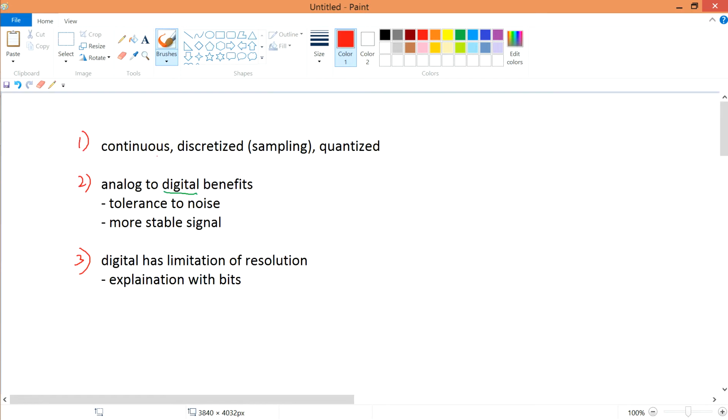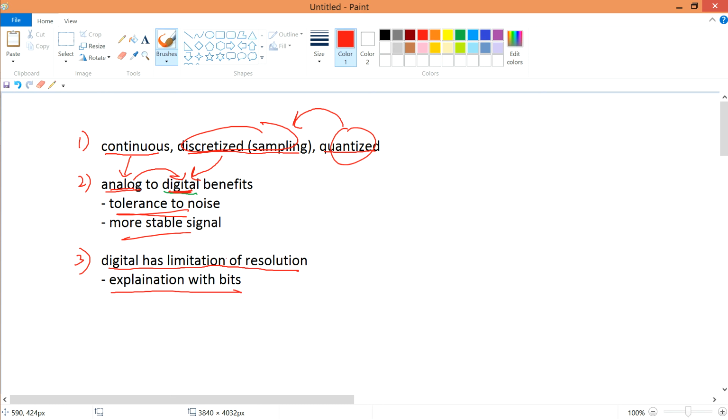To summarize, the continuous signal is simply analog, while discretized, sampled and quantized signals are simply digital. We explained the reason why we want to convert analog to digital, and what the benefits are. Then we described why digital has a limitation of resolution, explaining in terms of discrete sampling. Quantization is somewhat similar to sampling. We also explained in terms of bits. And therefore this is it.